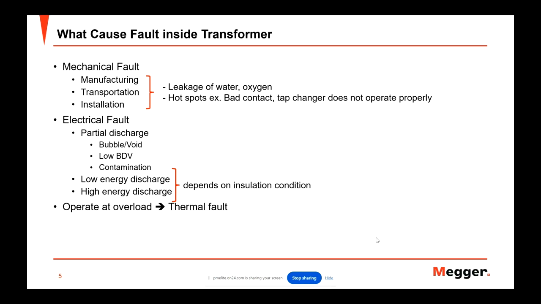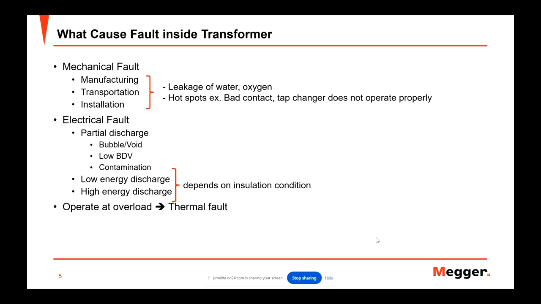We can easily understand that a mechanical fault comes from any physical action, such as manufacturing, transportation, installation. All of those things can create leakage of water and oxygen inside your transformer, or create a bad contact when you misinstall, or the tap changer does not operate properly. So all of those can create a mechanical fault and can lead to a failure inside of your transformer.